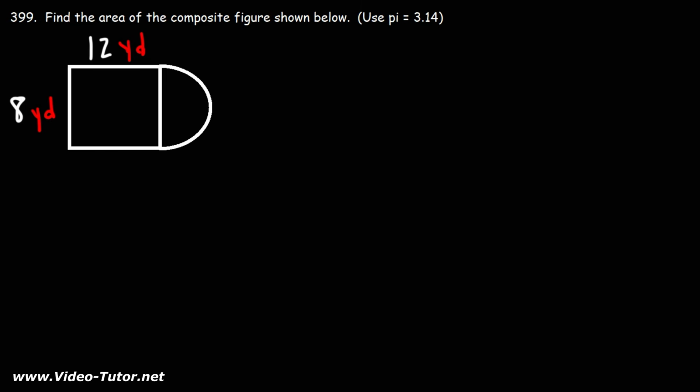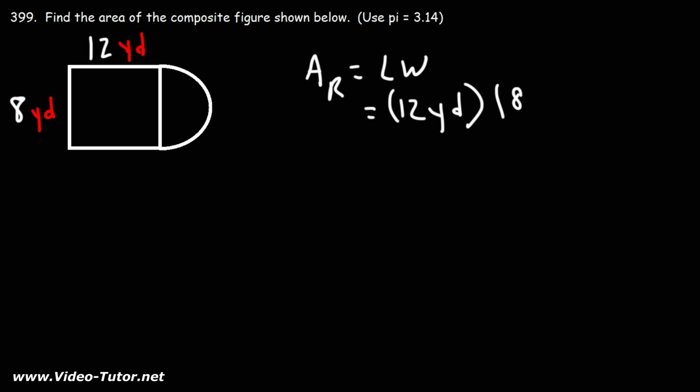Number 399. Find the area of the composite figure shown below. So we have a rectangle and a semicircle. The area of the rectangle is just the length times the width. The length is 12 yards, the width is 8 yards. 12 times 8 is 96, so the area of the rectangle is 96 square yards.